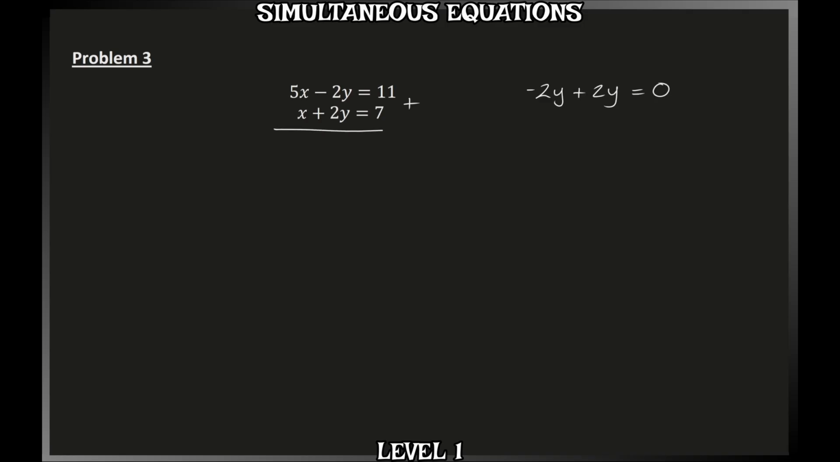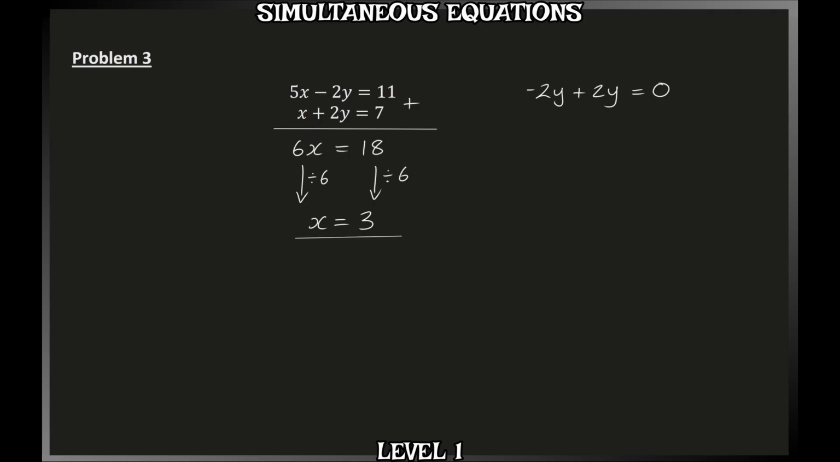If we add every term in each of these equations, we get 5x plus x, which is 6x, the minus 2y plus 2y becomes 0, and 11 plus 7 is 18. To find x, we just need to remove the times 6 from the left, and we can do this by dividing by 6, and we can do the same on the right. On the left, the times 6 and the divide by 6 cancel out to leave us with x. On the right, 18 divided by 6 is 3. So x equals 3 is the first part of our solution.